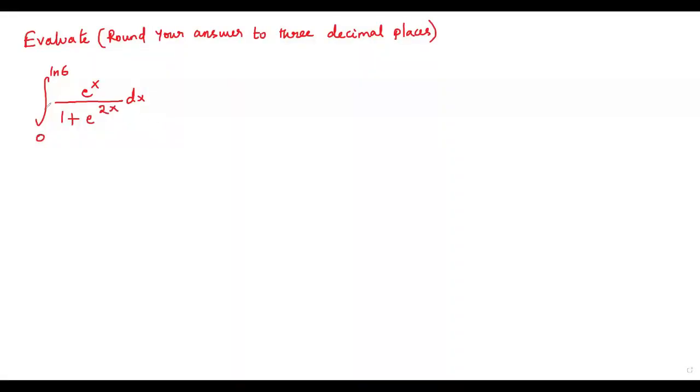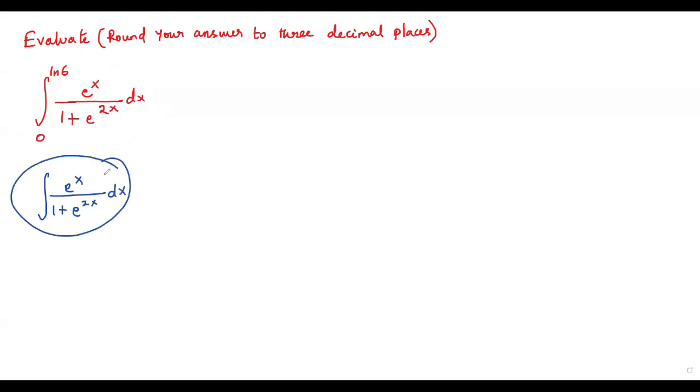Here we have a problem on integration. That is, we have to evaluate this definite integral and round our answer to 3 decimal places. Okay, what I'm going to do is evaluate the integration of this function without limits. So that is, I'm going to evaluate this one as an indefinite integral. That is the integral of e to the power of x divided by 1 plus e to the power of 2x dx.